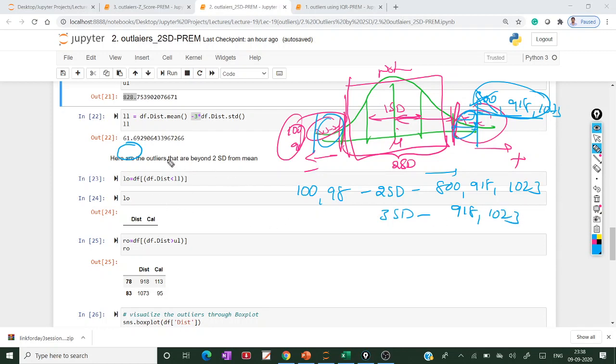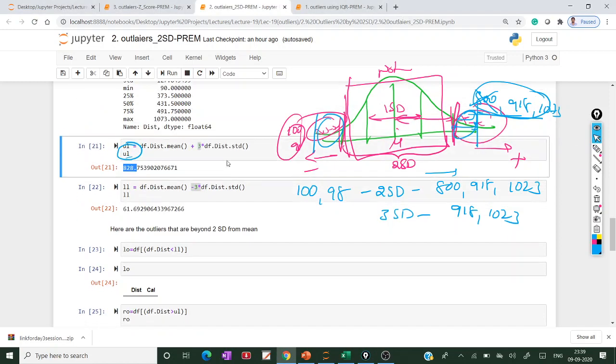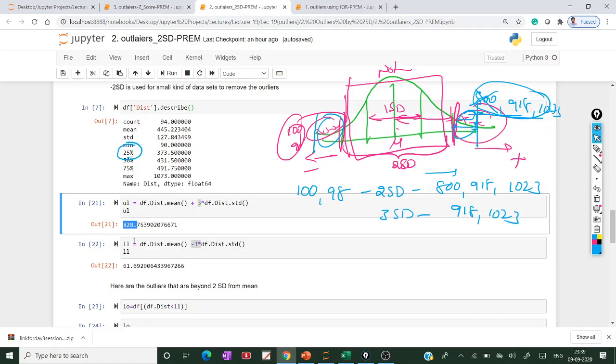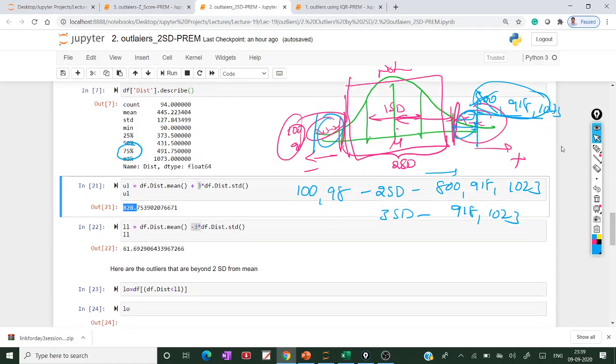But on the left side, what is the left side limit? It is 61.69. The values 100 and 98 are greater than 61, that's why there are no outliers on the left side. But on the right side only two outliers exist if you are using the third standard deviation. If you are using the second standard deviation, there are three outliers on the right side and two outliers on the left side.